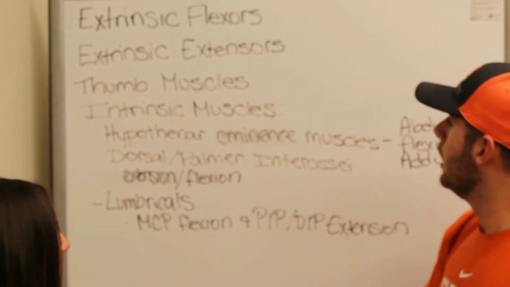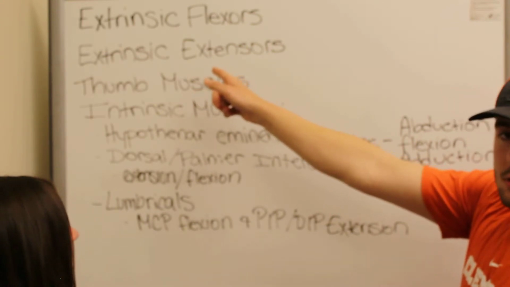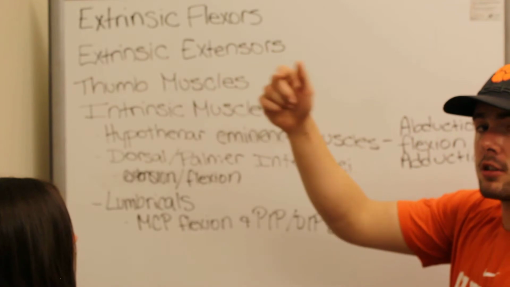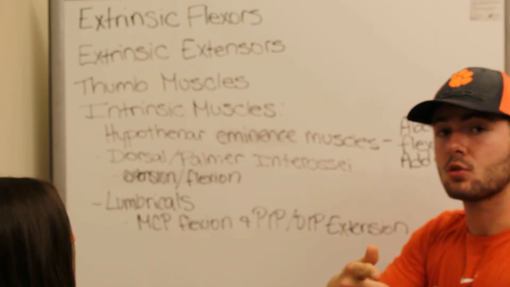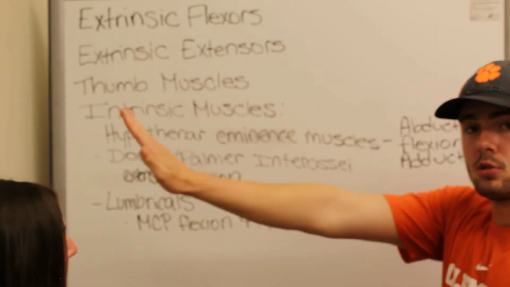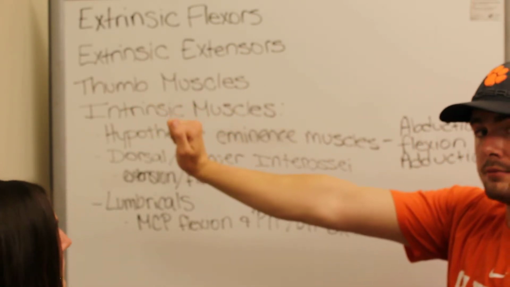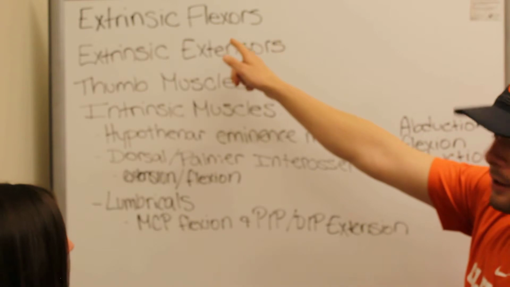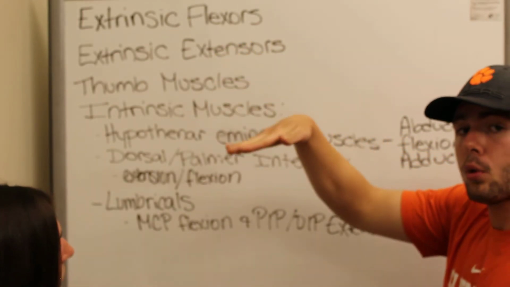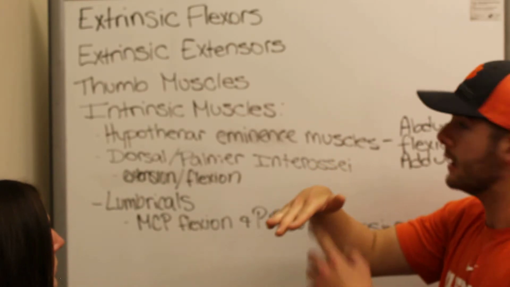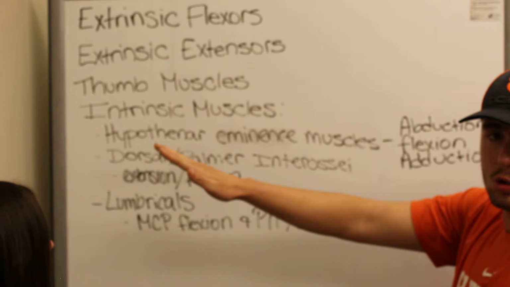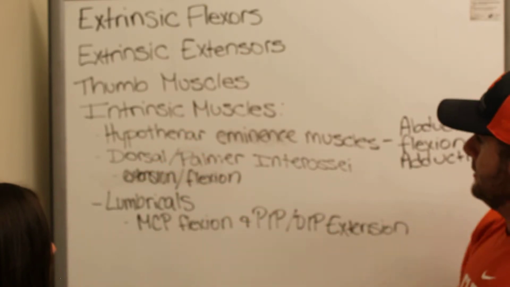That's what they do. Extrinsic extensors, again, they're going to originate outside of the wrist and hand, and they're going to insert within the wrist and hand. The origin is going to be the lateral epicondyle of the humerus, and it's doing this extension here. We're bringing it back. For the flexors, they're going to insert on the volar, the palmar aspect of the hand, and the extensors are going to insert on the dorsal side of the hand.